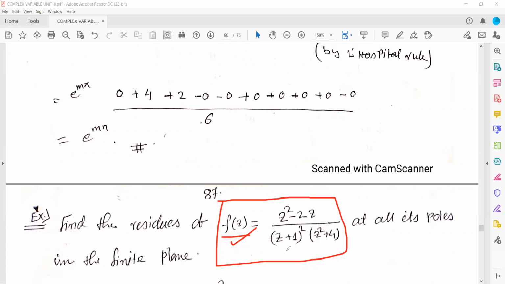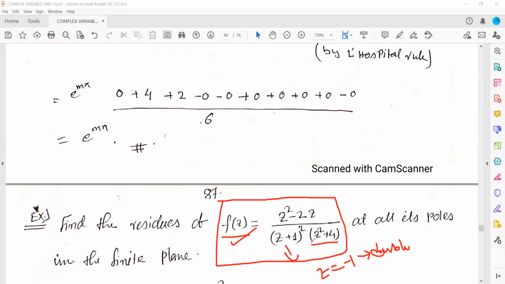Arey baba, simple, no? You need to put this equal to 0. So from this you will get z equal to -1. What is the power? That is 2. So it's a double pole. Order is 2. So this is a pole of order 2.